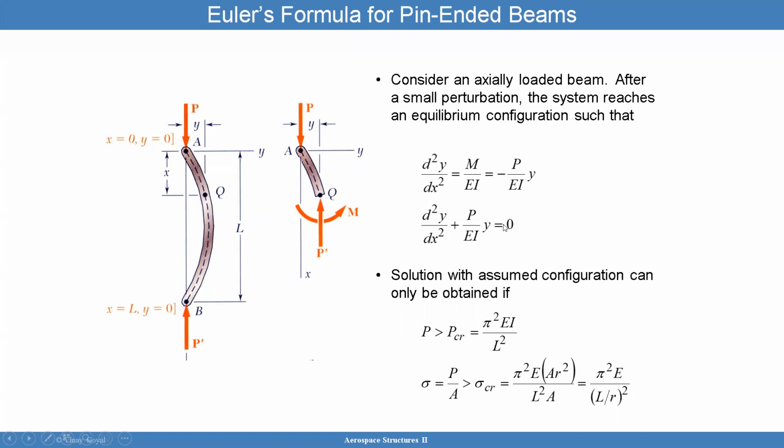It will be an eigenvalue problem. It's an eigenvalue problem that you can solve for that. And what you find is that the critical load will be pi squared, which is quite interesting, pi squared EI over L squared.